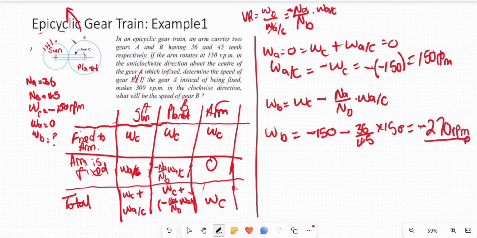Now, what now? If gear A, instead of being fixed, moves at 300 revs per minute, revolutions per minute in the clockwise direction, what will be the speed of gear B? Okay, the conditions are changing. Gear A was fixed before, but now it's going to move. What will be the speed of gear B?